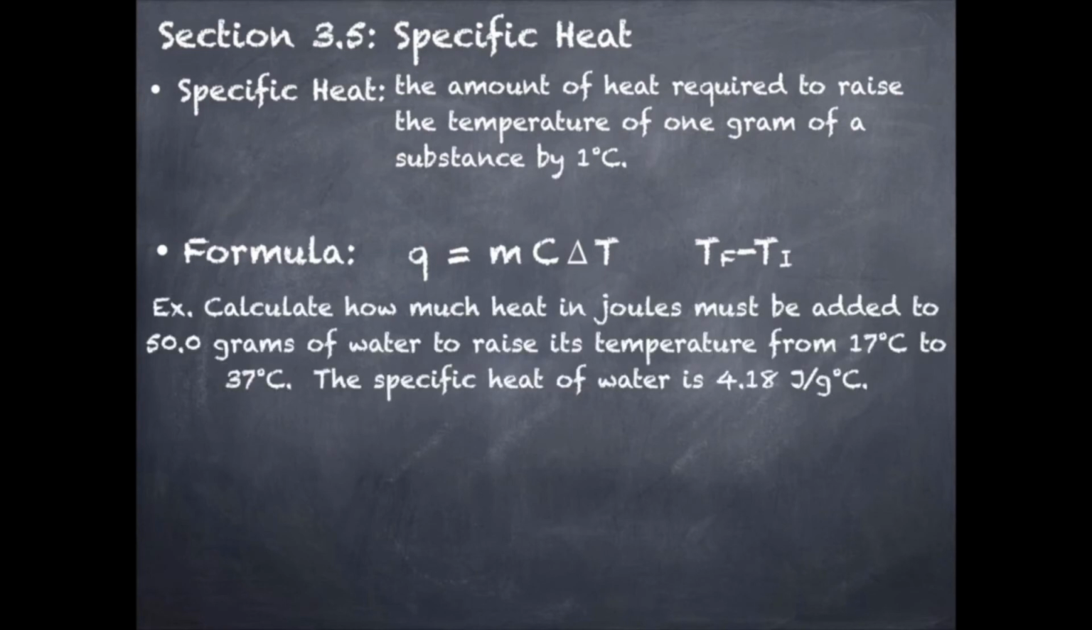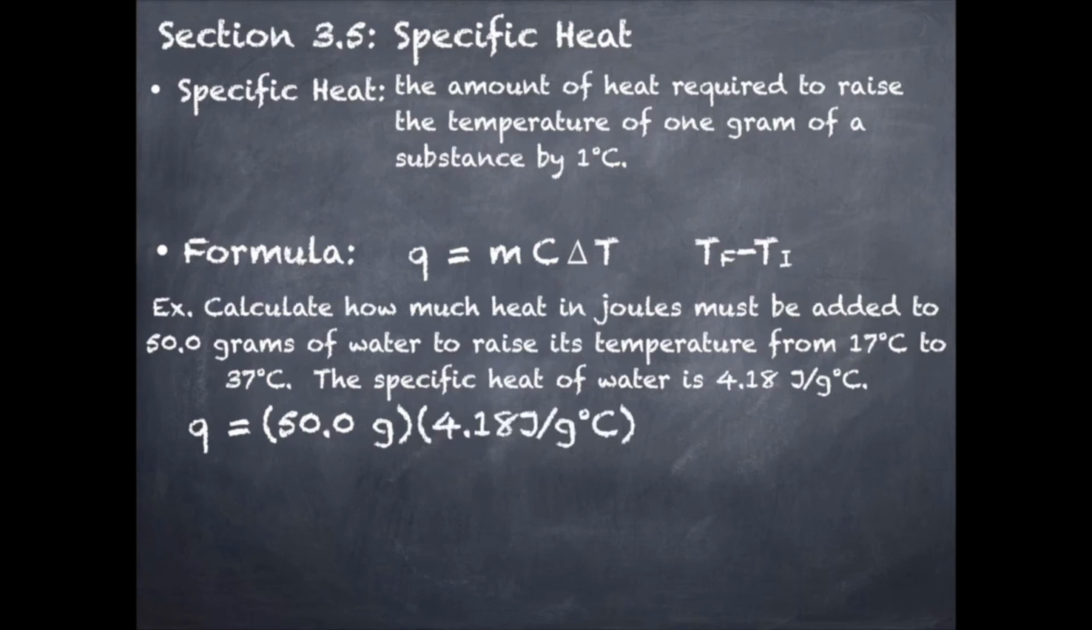Here it asks you to calculate the heat, so you're searching for Q. That equals, well, it gives you your mass, which is 50.0 grams of water, times your specific heat, which is 4.18 joules per gram degrees Celsius, times your change in temperature. Well, your temperature changed from 17 degrees Celsius to 37 degrees Celsius. So that's a change, 37 minus 17, that's a 20 degrees Celsius change.